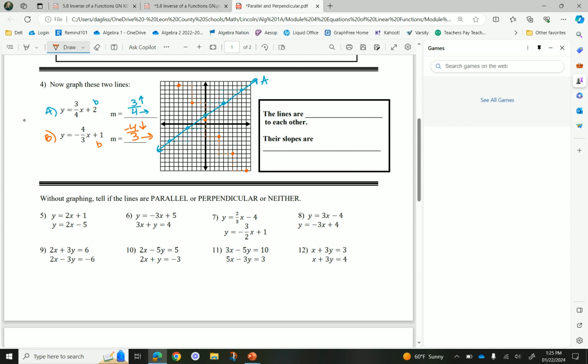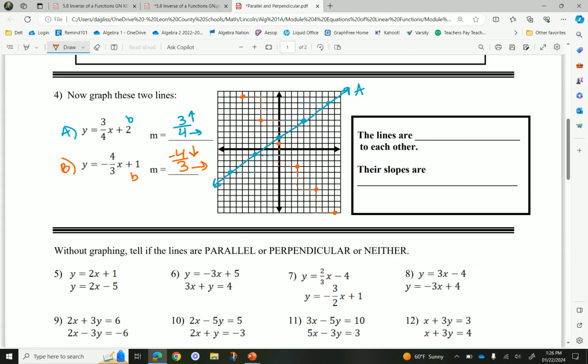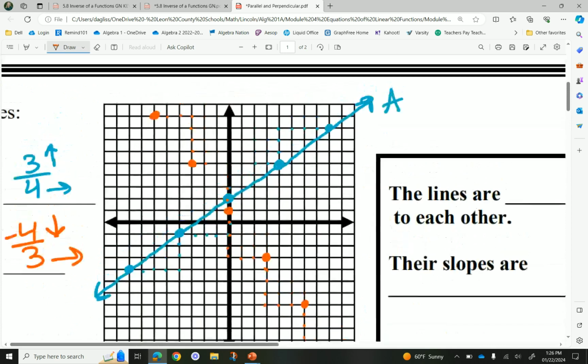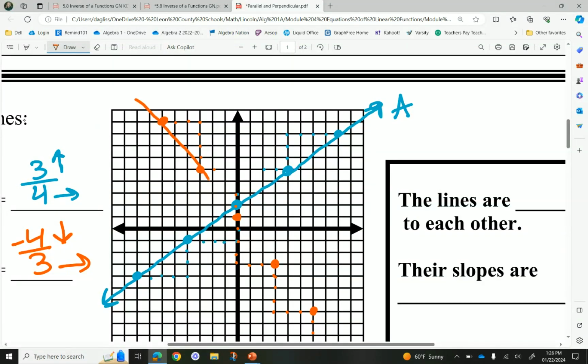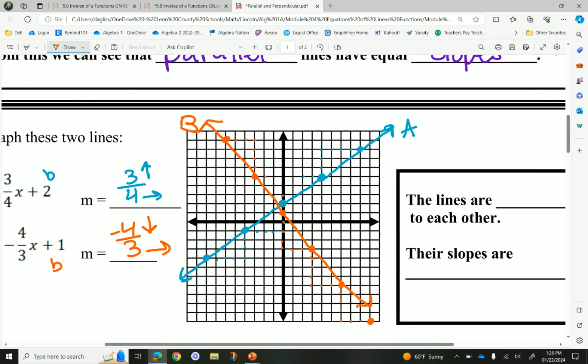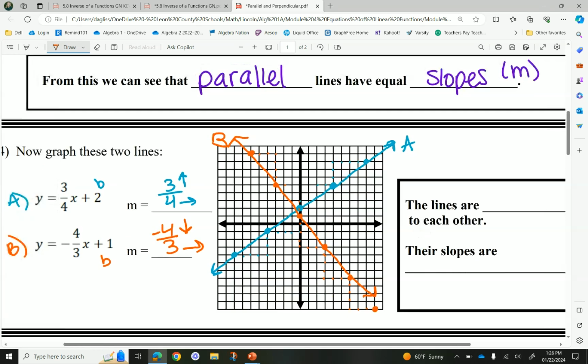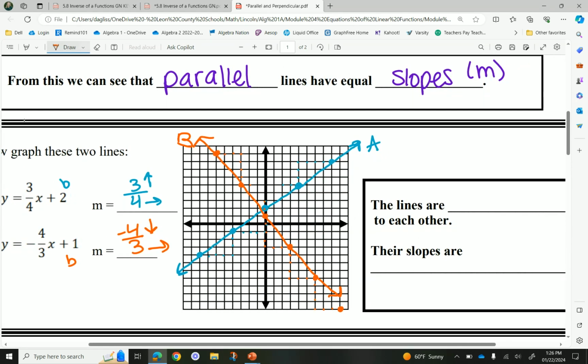Oh, that is not straight. Try that again. There we go. All right, so this is line B. Are these the same or different than the ones we just did? They're different, right? They definitely cross over each other. So what do you think these are called?